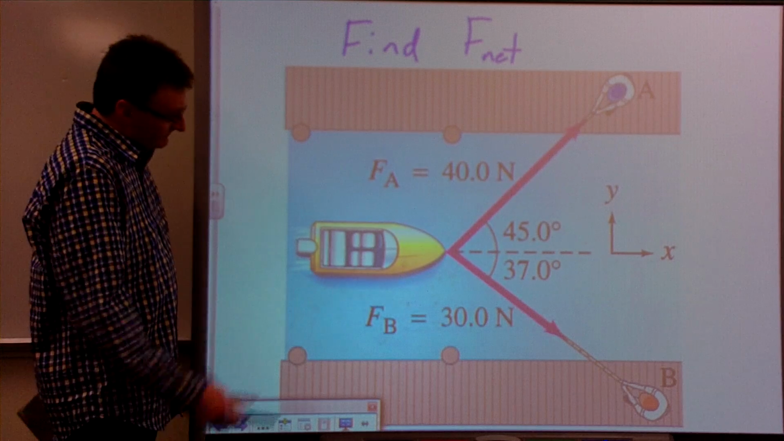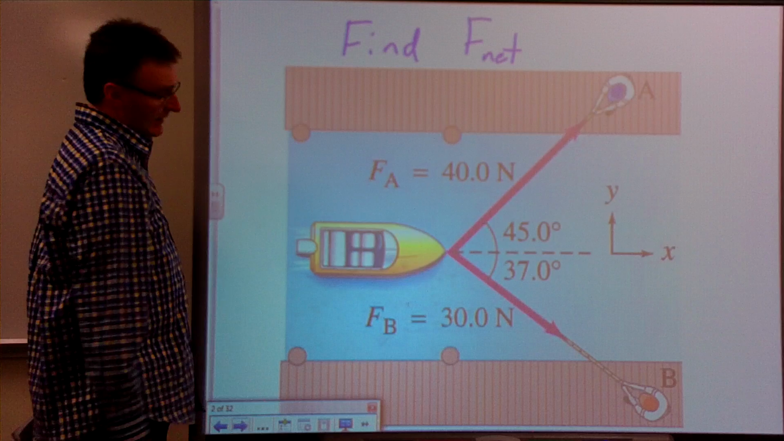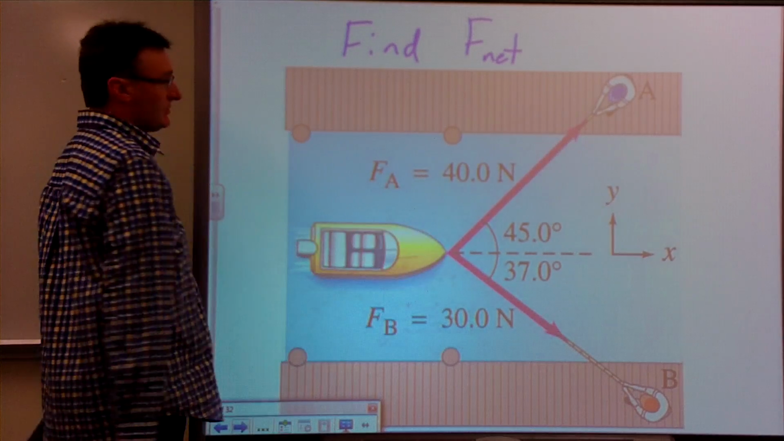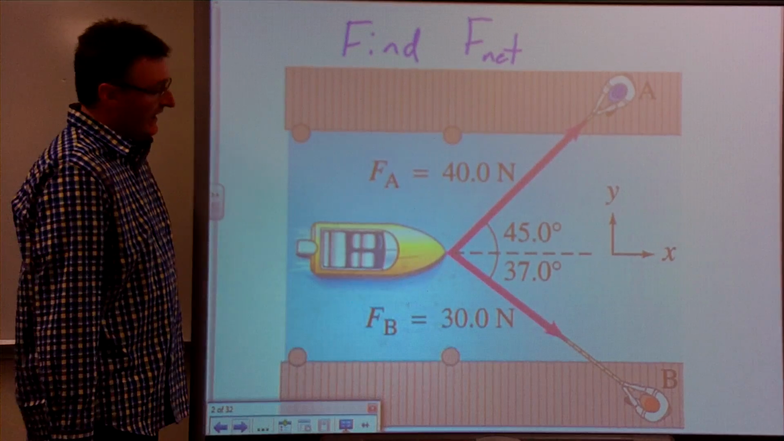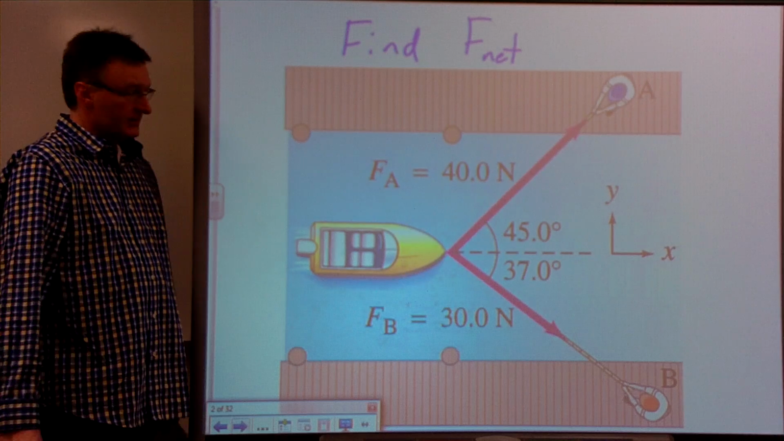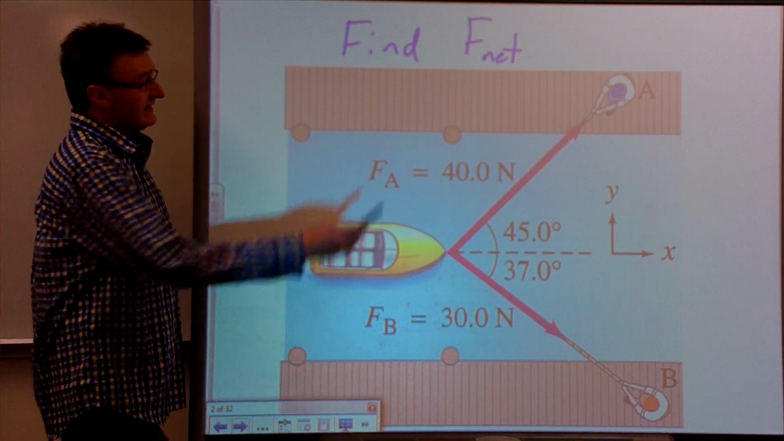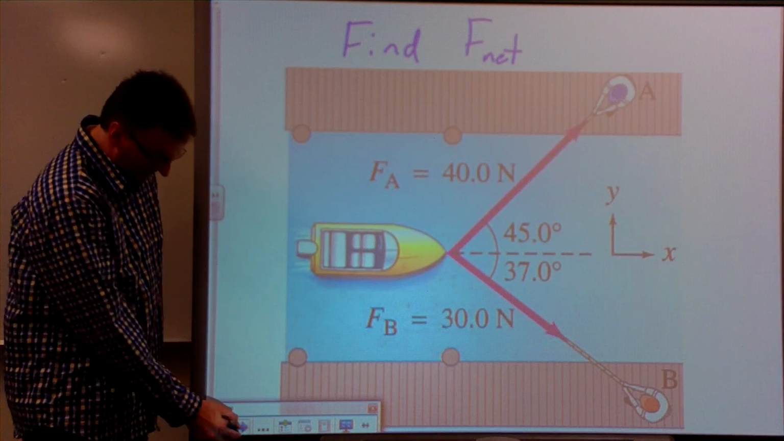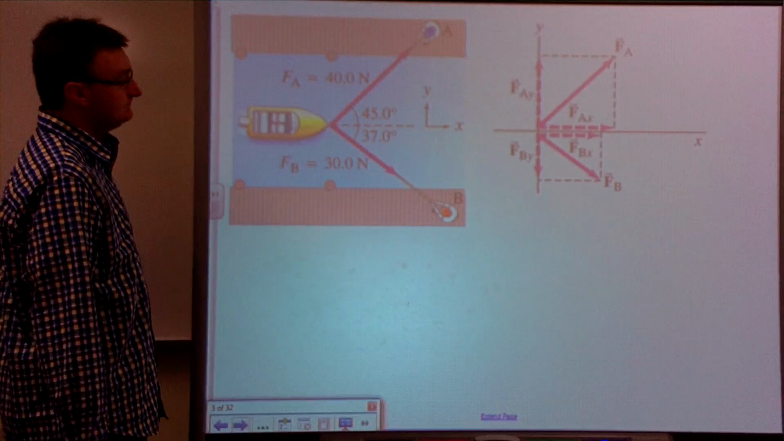In this scenario, we have two people on either side of a canal pulling a boat down the canal with some ropes, and they're each pulling at a certain angle and with a certain force. We want to determine what is the net force on the boat. So we'll work through that and see how we deal with that kind of problem.